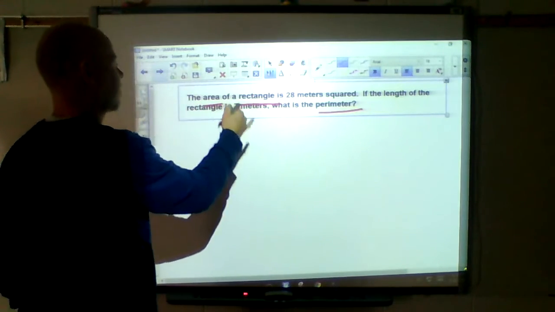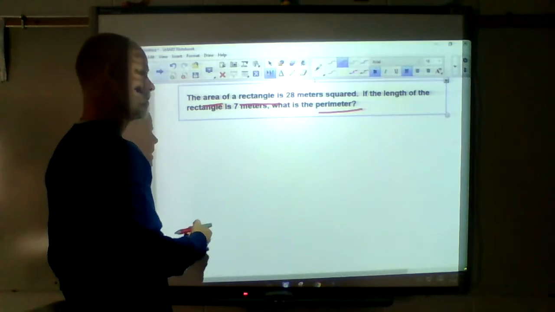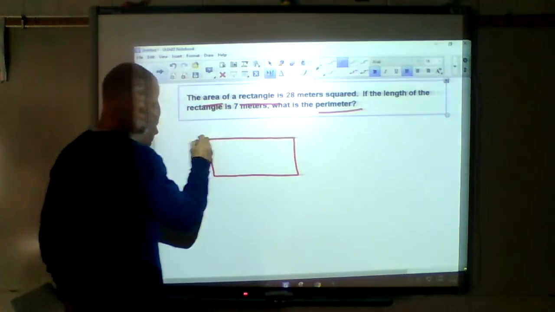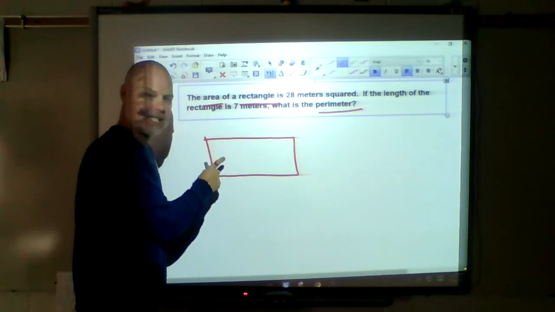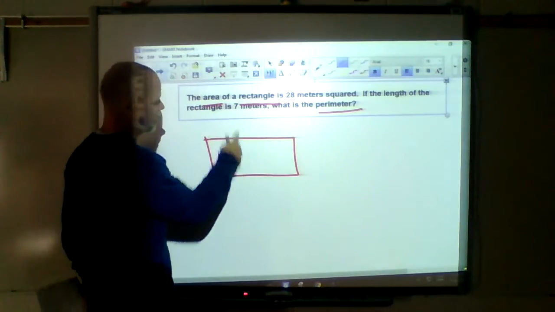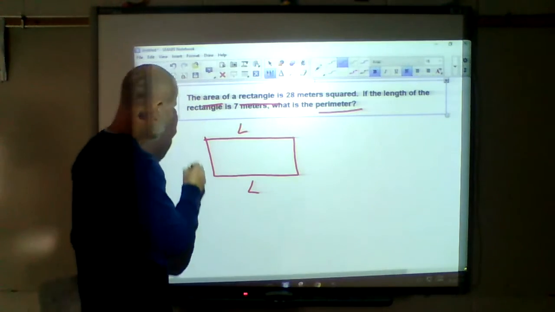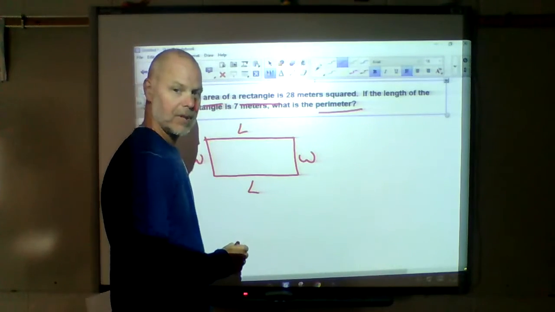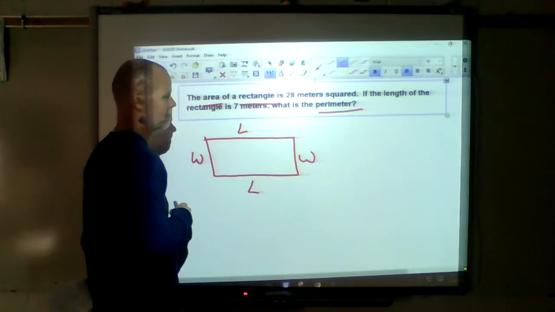Okay. It says the area of a rectangle is 28 meters squared. If the length of the rectangle is 7 meters, what is the perimeter? I'm going to draw a rectangle. I think we're familiar with this. However, there are some specific things about this rectangle that will help us solve this problem. I know that the lengths are going to be the same. And I also know that the widths have to be the same. Okay? So for a rectangle, the lengths have to be the same and the widths have to be the same.